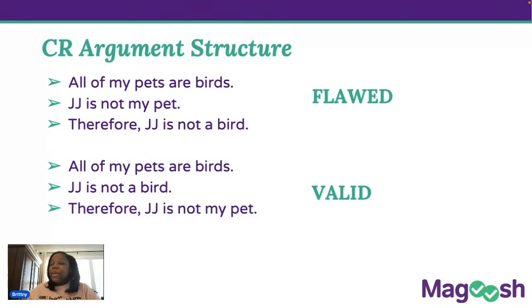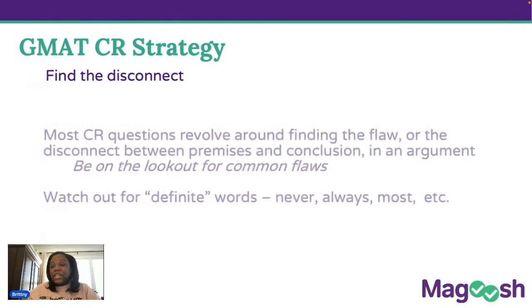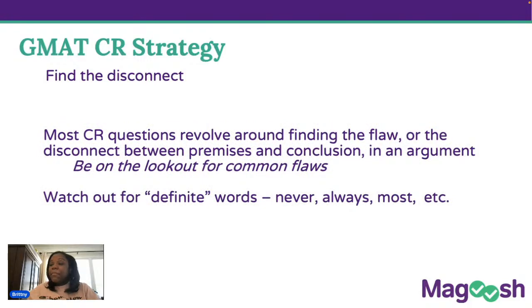But if we can come up with a part of the argument that's flawed, a part of the argument that makes it untrue, or a time or instance where that argument is untrue, then that argument is flawed. There's a disconnect. And that's what you're taking advantage of when you're looking at the critical reasoning questions. So, as we said, the goal is to find the disconnect. Keep in mind that most CR questions revolve around finding that flaw we talked about, or that disconnect between the premise and the conclusion and argument.